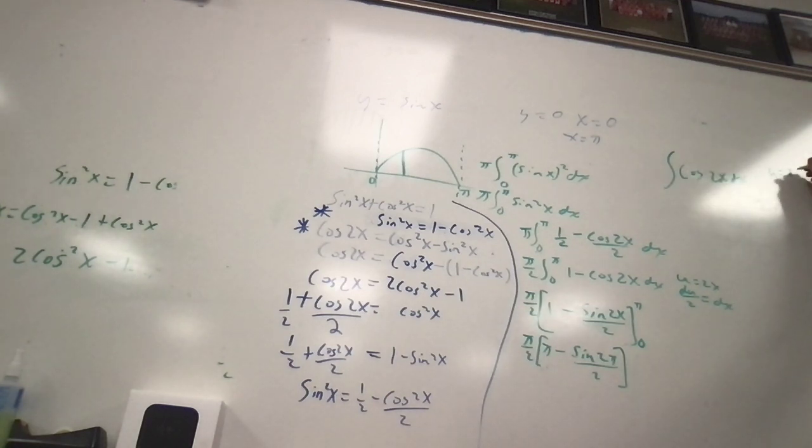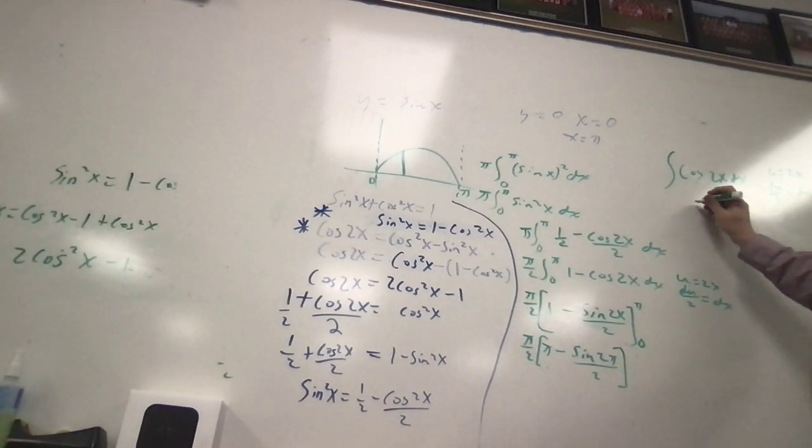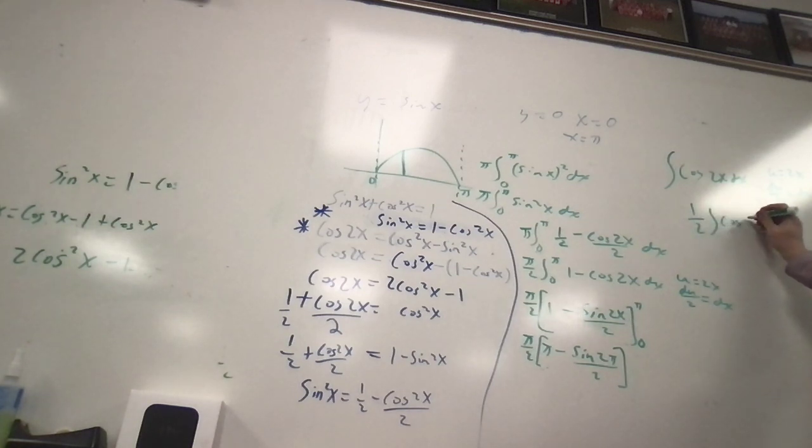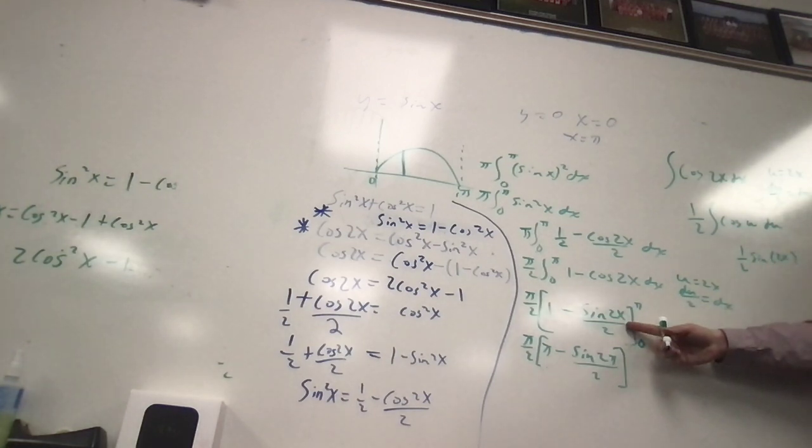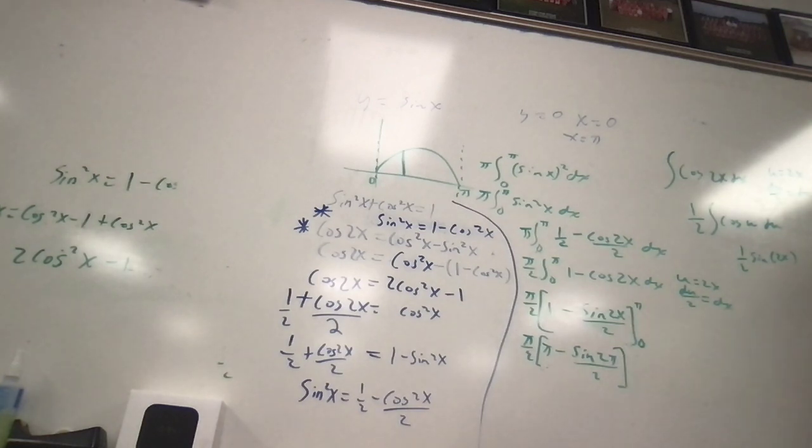So if u equals 2x, du over 2 equals dx. So it's 1/2 of the integral of the cosine of u du, right? So then it's 1/2 the sine of 2x. So that's where I was getting that from. I just did that little bit in my head.